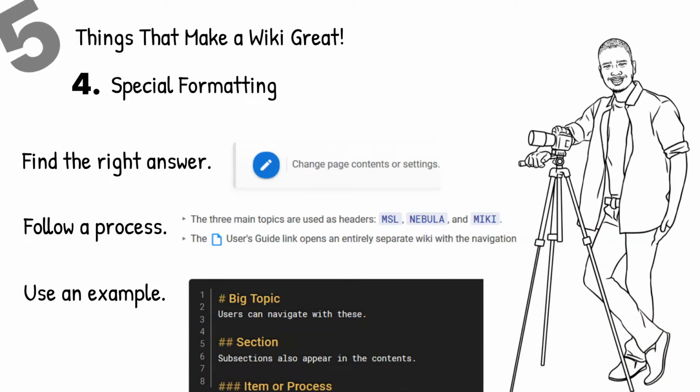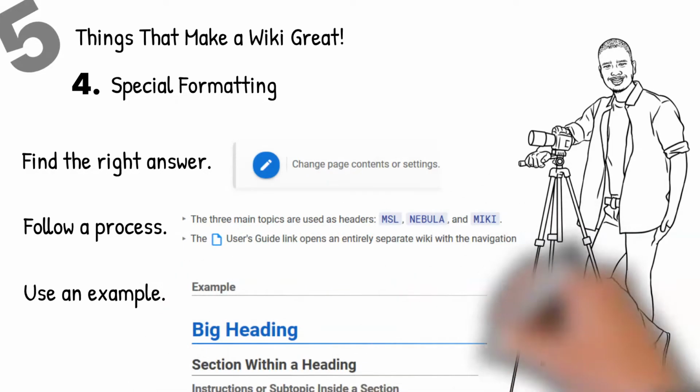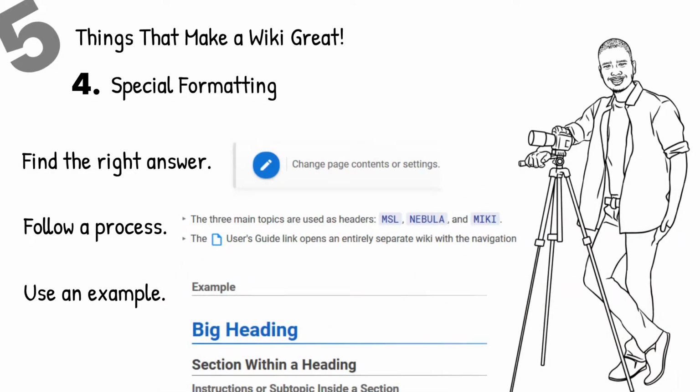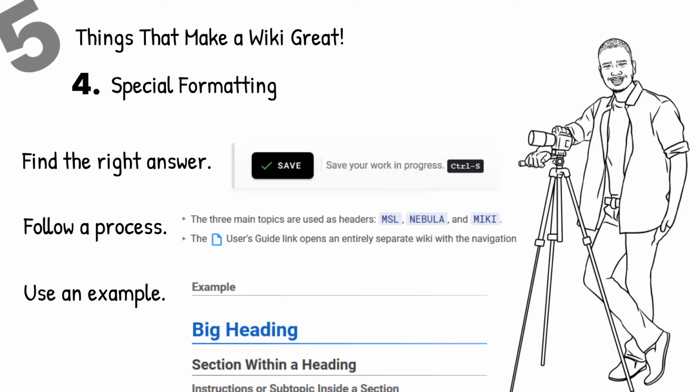Remember, you don't have to add special formatting all at once. It's perfectly okay to get your ideas down as plain text and then improve the formatting over time. As your information changes, consider changing the formatting to make things easier for users to find.